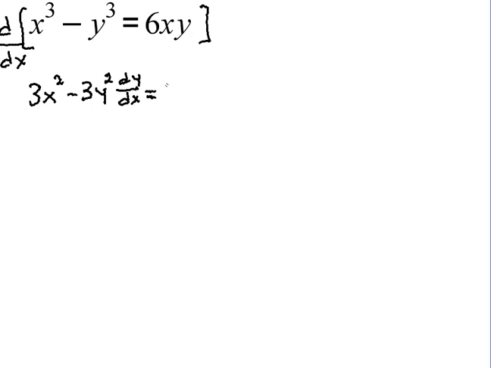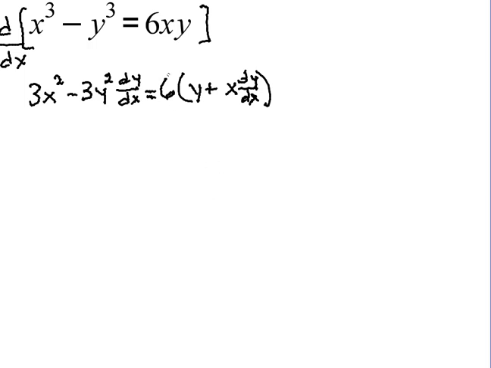And on the right side, we notice we've got a 6, but we also have the product rule here. So we want to take the derivative of the first times the second, so that's just going to be a y, and then plus the derivative of the second times the first, so that's going to be x dy dx, because the derivative of y with respect to x is simply dy dx. Now at this point, we have to do a little bit of algebra, and we want to get everything together here.